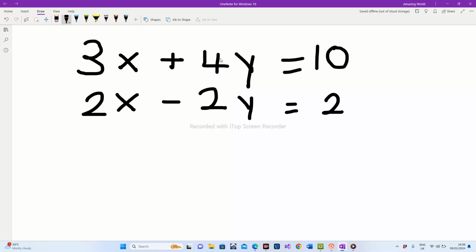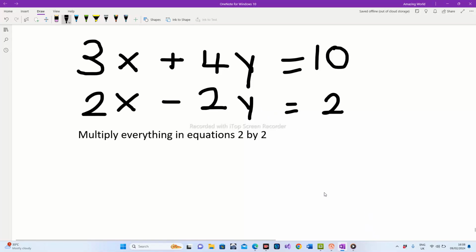Very simple. I just have to multiply everything in this equation 2 by 2. That way this will become 4x, this will become 4y, and this will become 4. When I multiply everything in equation 2 by 2, that will make it very easy for me to eliminate y. So let's do that in a minute. Okay, so we are multiplying everything in equation 2 by 2. That will give us 2 times 2x.